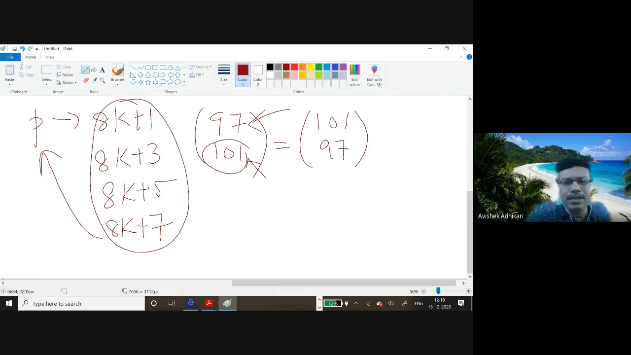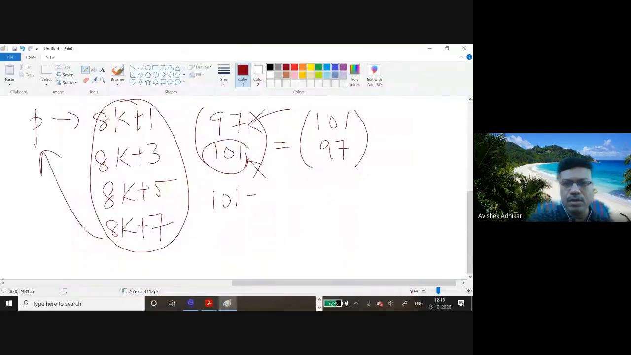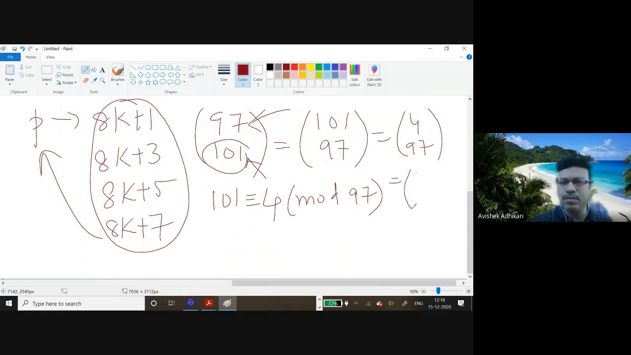Now apply this result. Say a is congruent to b, then what is this value? So here 101 and 97 modulo 97. So let's check. 101 is congruent to how much modulo 97? Somebody tell me, it was 4, right? So 4 plus 97. That means this is the same as the Legendre symbol (4/97). Now since this is of the form 2 squared, you don't need to calculate anything else. This value will be 1.